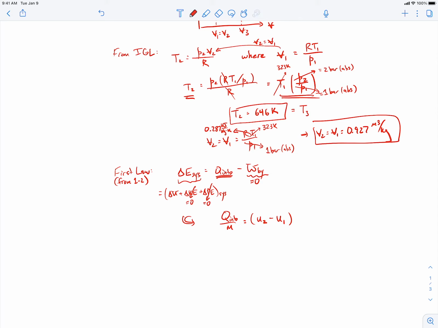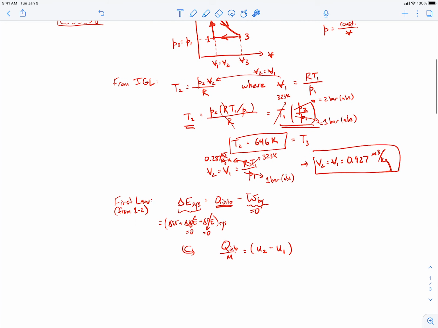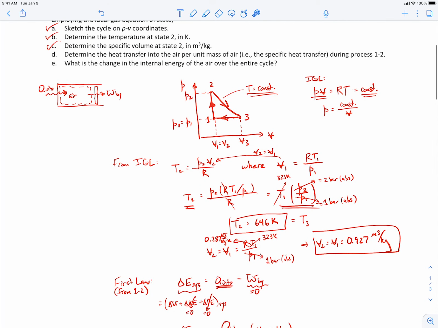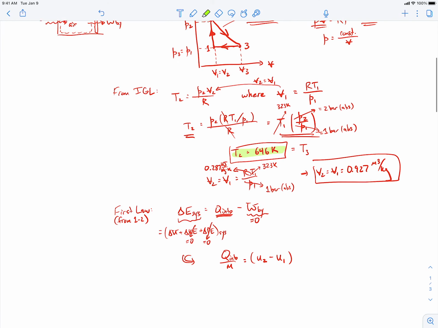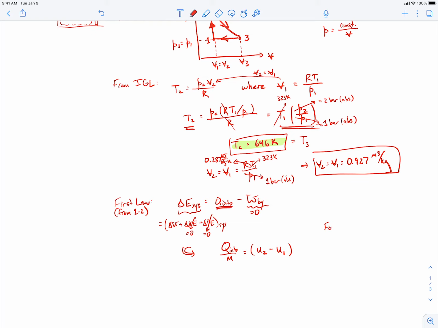Okay, now to find the specific internal energies, what I'm going to do is make use of the ideal gas table for air. I know the temperature at 1, that's given right up here as 323 Kelvin, and I calculated the temperature at 2, 646 Kelvin, and I know that for an ideal gas, the specific internal energy is just a function of temperature only. So I can go to the ideal gas table with those temperatures and determine what the specific internal energies are.